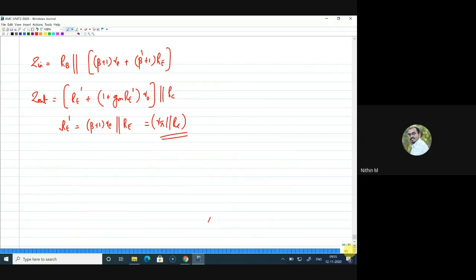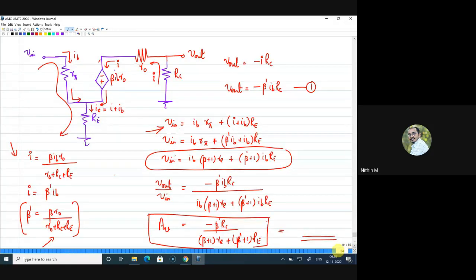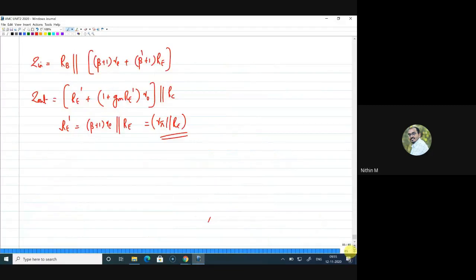So check the values. Let me know what answers you are getting. I'll keep the answers here. I think your voltage gain you will get close to minus 1.8. Input impedance is somewhere close to 105 kilo ohms, and output impedance is actually 2.19 kilo ohms. So check this and let me know whether you are getting the same answers.